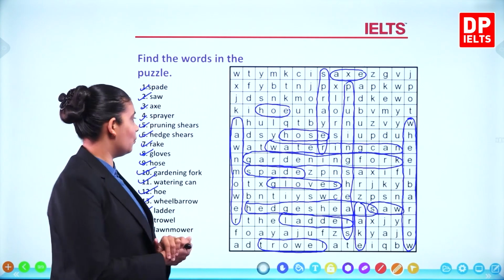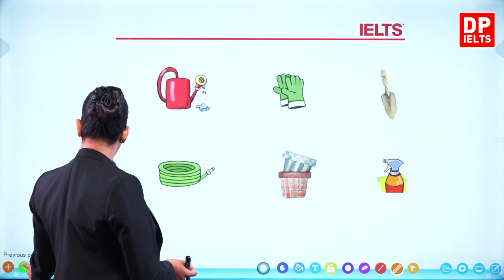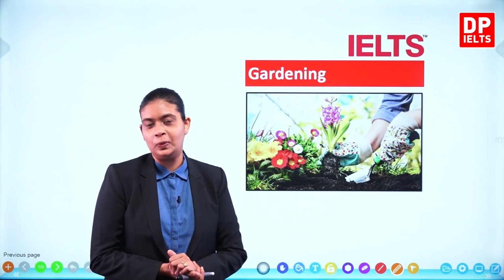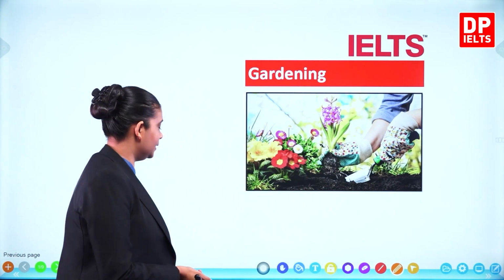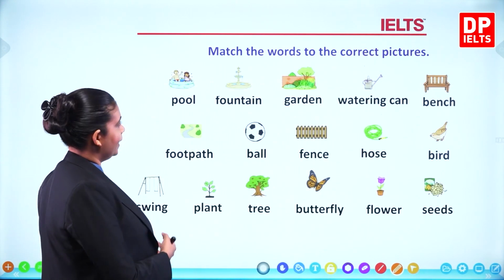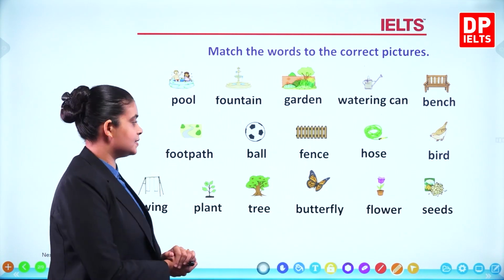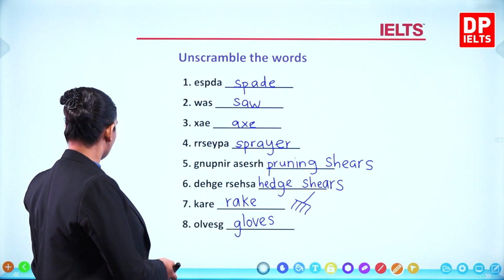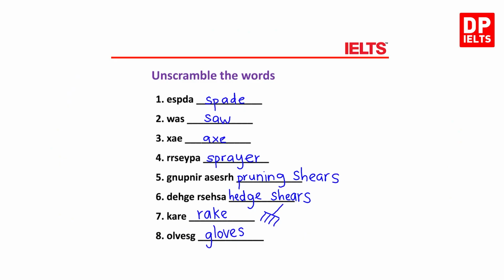Okay, so with that we come to the end of the lesson, which was all about gardening. As I like to do a little recap of what we have done for gardening, right? So today's lesson was about gardening, and we had a look at a matching activity. So you learned words and you matched them against the pictures. Then you guessed some words. And finally, you unscrambled the words and you did the puzzle. Right. So after we do the puzzle, we are coming to the end of this lesson.